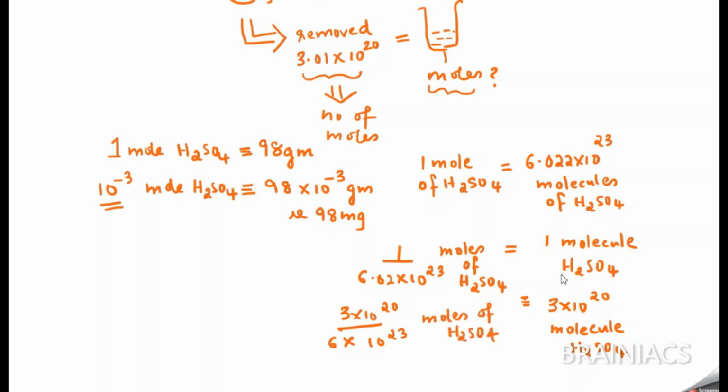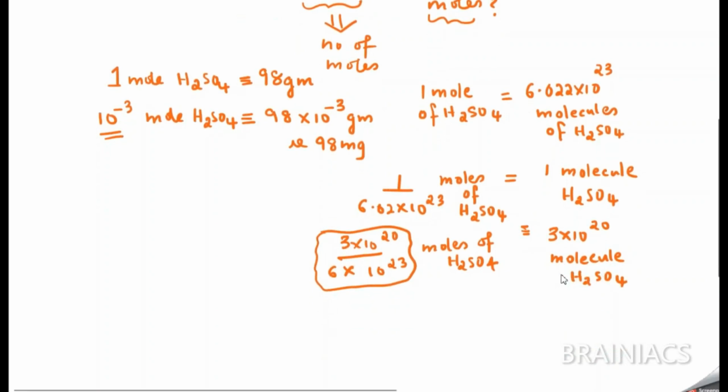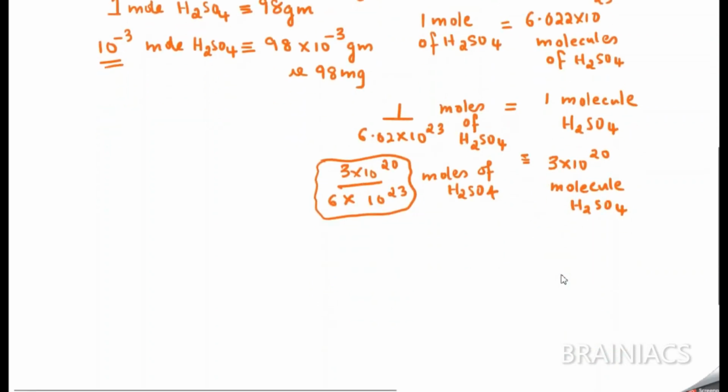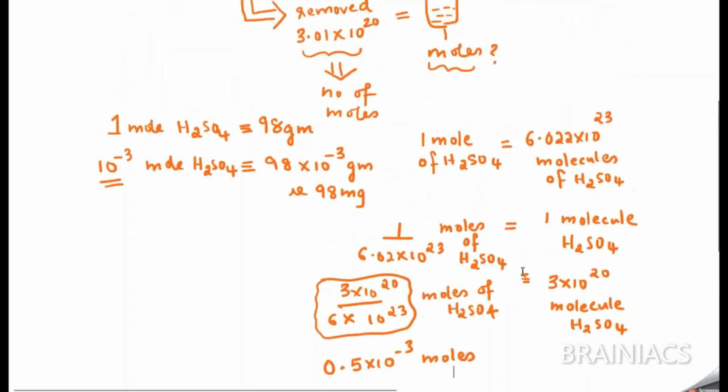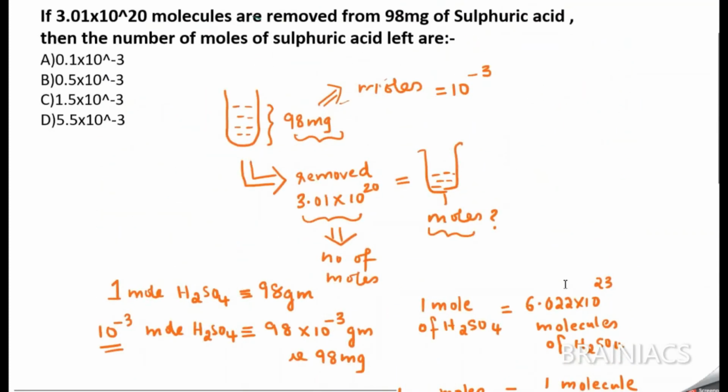Correct? So right now I know that 3 into 10 power 20 molecules of H2SO4 is how many moles? 3 into 10 power 20 divided by 6 into 10 power 23. If you do this calculation, that will be the number of moles. So what is this value? I can say this value is 0.5 into 10 power minus 3 moles. Correct? So I now know that the number of moles removed is 0.5 into 10 power minus 3.